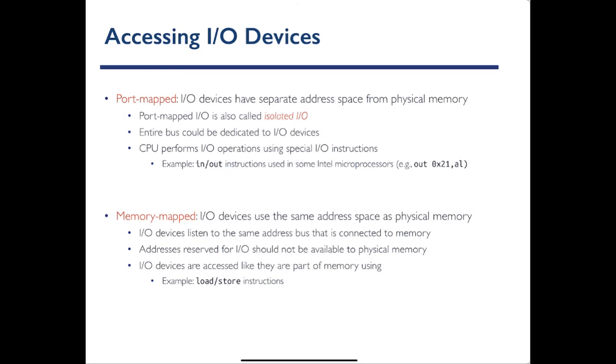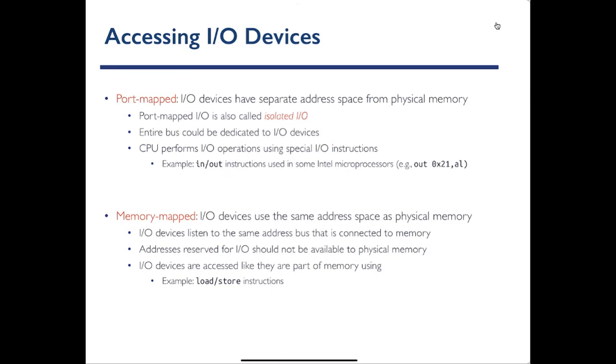The first one is called IO map. Sorry, port map method and mechanisms. In this one, the IO subsystem has its own address bus. So there is no sharing of the same address bus between the memory and IO subsystem. Memory has its own address bus, and then IO has its own address bus.